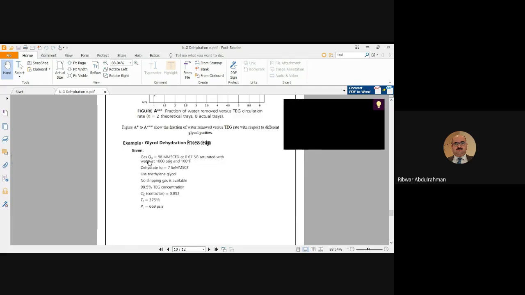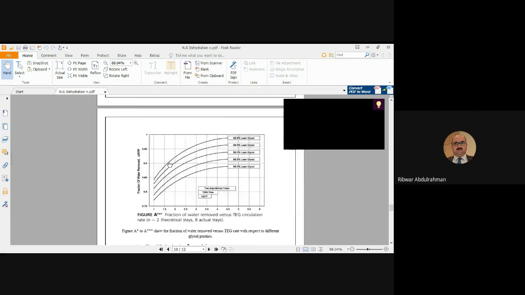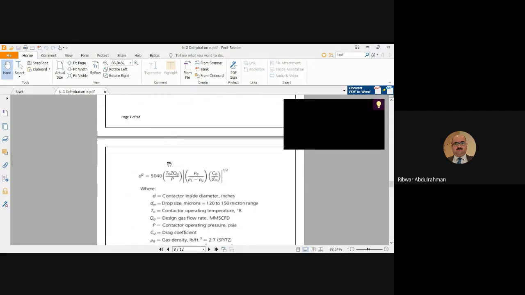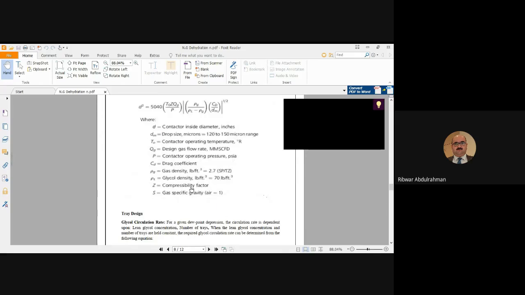So here we have a case study. For example, we have the gas flow rate of 98 million standard cubic feet a day, with 0.67 gas gravity, saturated with water at 1000 psi gauge and 100 Fahrenheit. Here we can find very strange units. Why strange? They are strange compared with our equation, because I already mentioned that we have to adapt these equations.